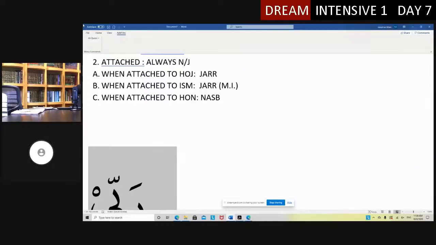An example of a pronoun becoming mudaf ilay is, there's one on the board right now, Rabbi. I know it's kind of cut off at the bottom, but that ya at the end is the pronoun for I. So Rabb is the ism, and then the ya at the end is a pronoun, Rabbi, and that becomes an idafa. It means my master, or master of mine, and then a better way to say it is my master.